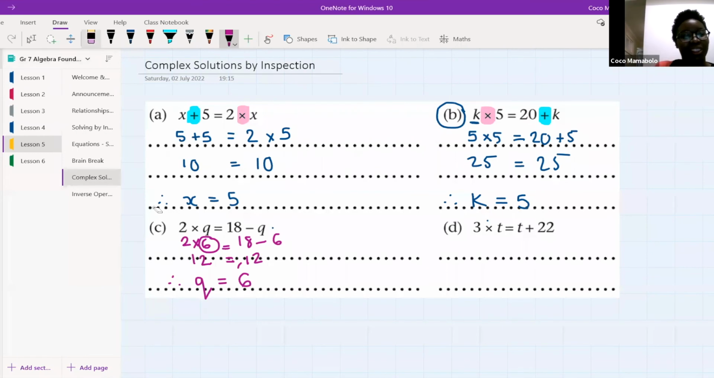Okay, so we know that Q is equal to 6. I hope you guys are seeing how we're doing these, and I would like you guys to try D before we get to an answer. Okay. All right. I need to look at it as well because I'm not sure what the answer here is. This one is kind of tough. Whew, this one is quite tough.